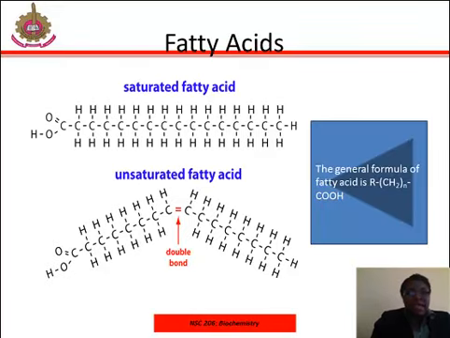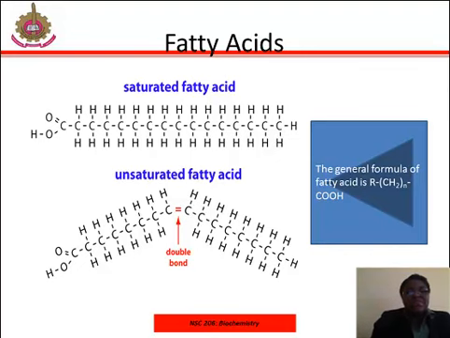Let's look at fatty acids. Fatty acids are derivatives of aliphatic hydrocarbons that contain the COOH group. They are aliphatic monocarboxylic acids that are mostly obtained from the hydrolysis of natural fats and oils. We have saturated fats and we have unsaturated fats.